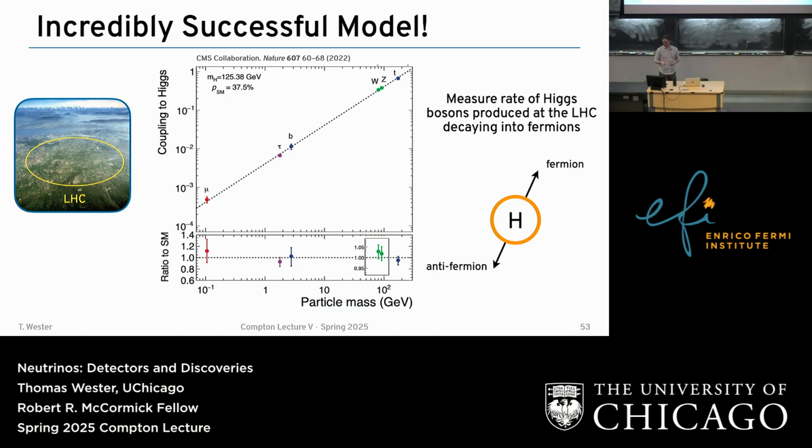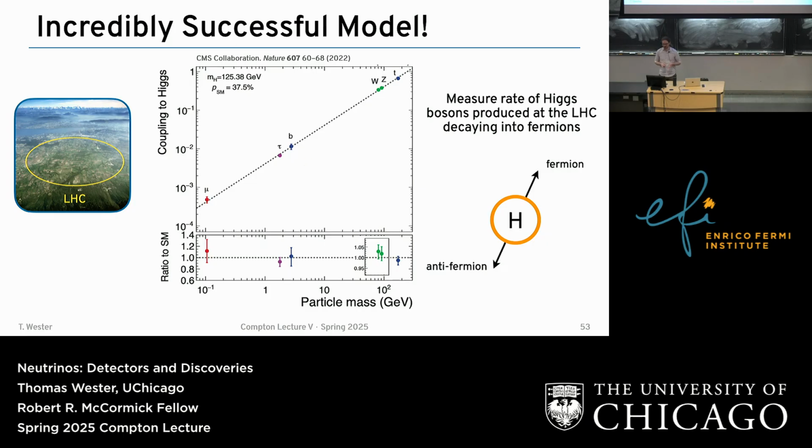And what they find is this plot that really beautifully shows that the coupling strength, so how often the Higgs is decaying to each fermion, is proportional to the fermion's mass. So this model really describes reality to very high precision. You can see that the muon down here with a very low mass, the Higgs doesn't decay into it very often.